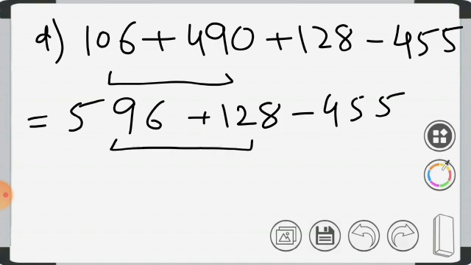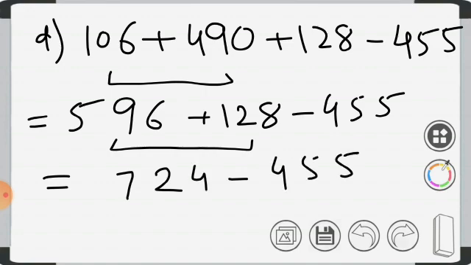Now we will again start solving from the left. We will add these two numbers and the answer will be 724. And now we will subtract the remaining number. The answer will be 269.